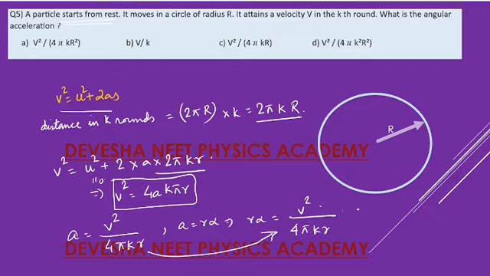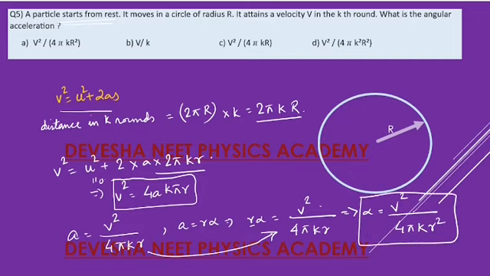So what is alpha then? Alpha is equal to v square upon 4, r will come this way, so we have 4 pi k r square. This will be the formula, right? So v square by 4 pi k r square, I think this is the answer. The first one is the answer here. Okay? Let's go to the next question now.